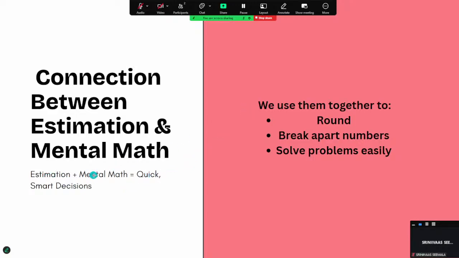We use estimation and mental math together to round, break apart numbers, and solve problems easily. This is what today's lesson is all about. It's about solving problems very easily and quickly.